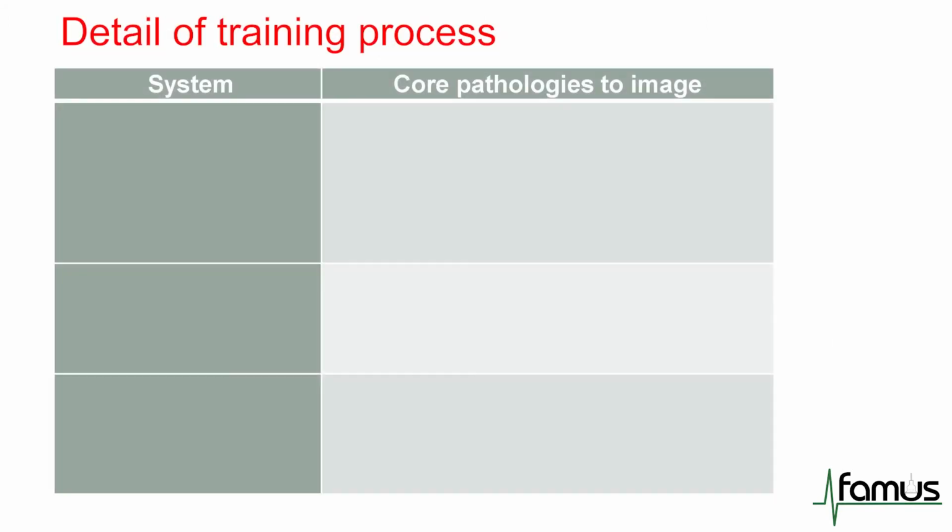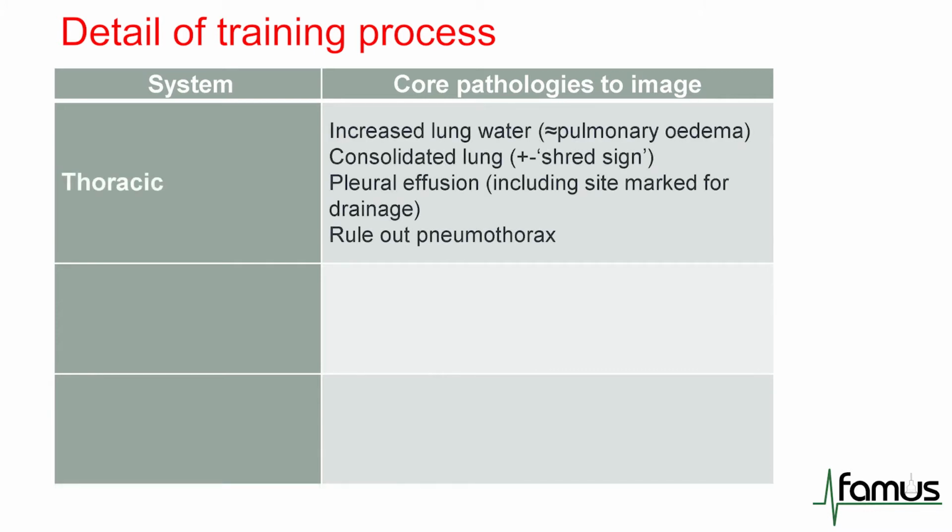So to talk a little bit about the practical side of the training process, we've split things up into 3 modules, as I mentioned. The first module is the thoracic module, and here I've highlighted the core pathologies that we expect people to have a good understanding of by the time they've gone through the process. For the thoracic module, this is an understanding of increased lung water, which usually means pulmonary edema, familiarity with consolidated lung and what that looks like, and an understanding of the shred sign.